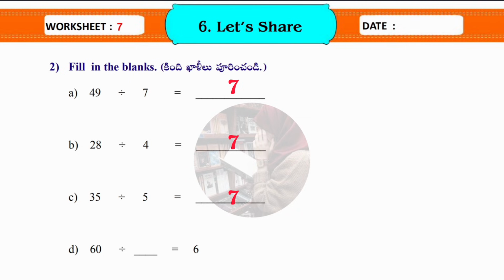Third one is 35 divided by 5 is equal to 5 7s 35. So 7, write it down. Fourth one is 60 divided by dash equal to 6.